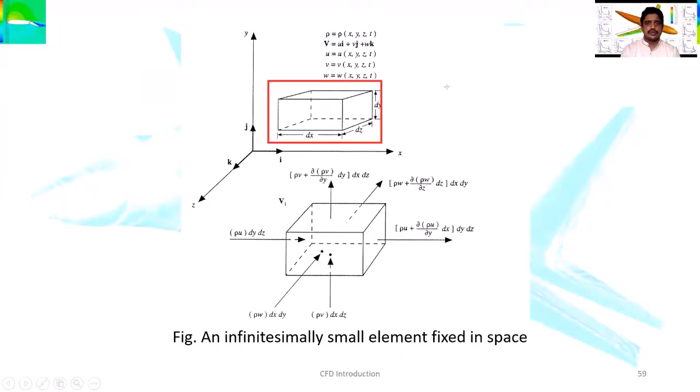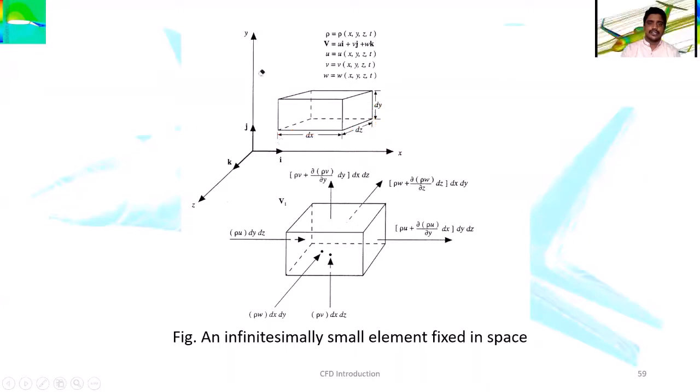an infinitesimally small control volume, which in the x direction has a distance of dx, in the y direction a distance of dy, and in the z direction a distance of dz, as you can see on the screen. These are placed on a rectangular quadrant where the velocity vectors along that direction are given by i, j and k, that is along the x, y, z direction.